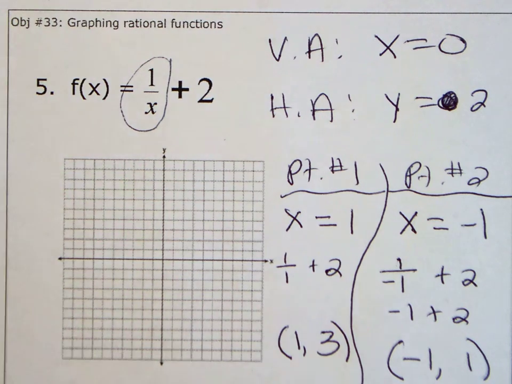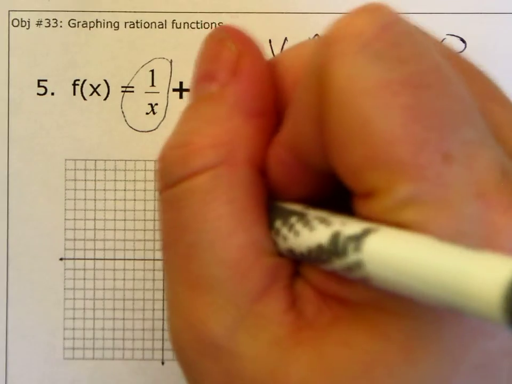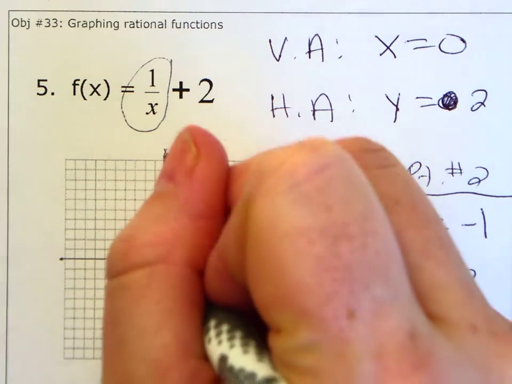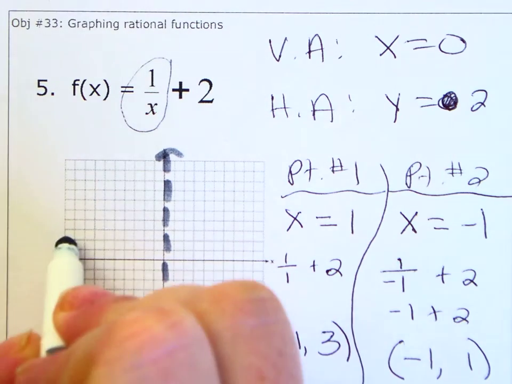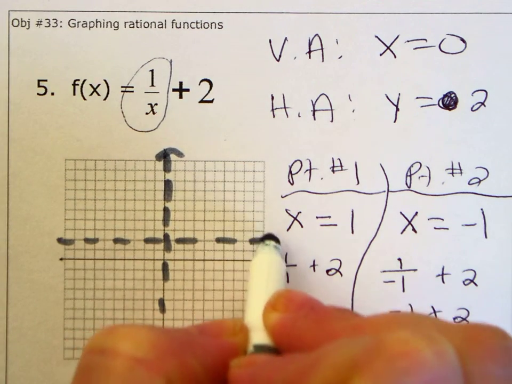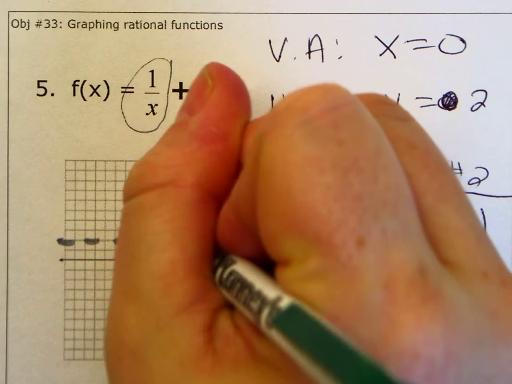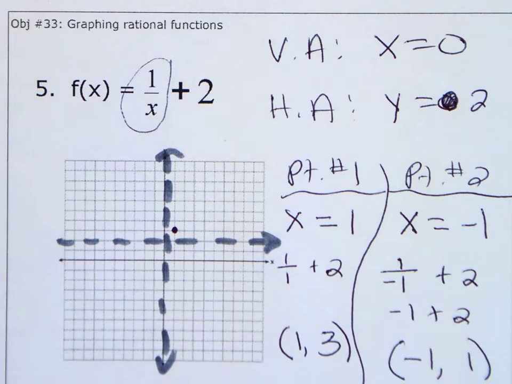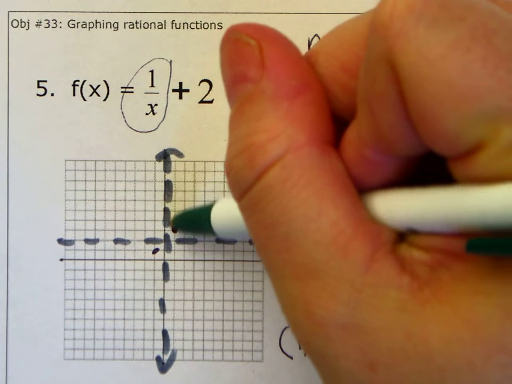Sorry. All right, so we have vertical asymptote is 0. And my horizontal asymptote is 2. All right, I plot my point. 1, 3. 1, 3 is right there. -1, 1 is right there. And I draw my graph.